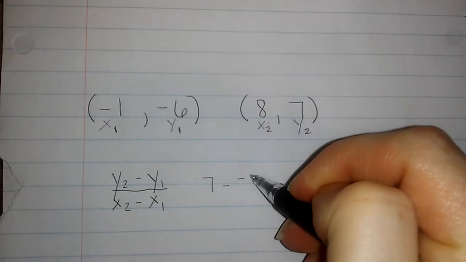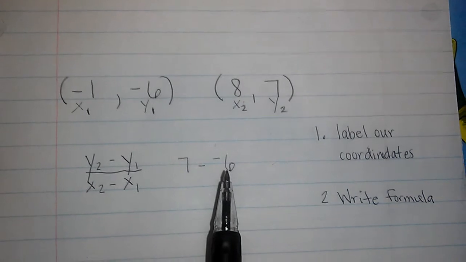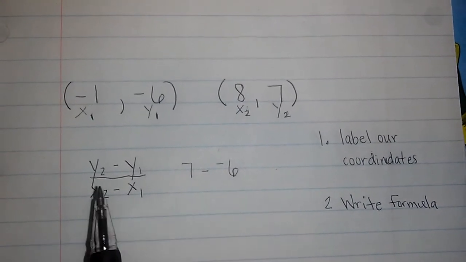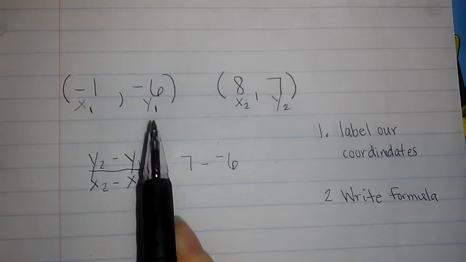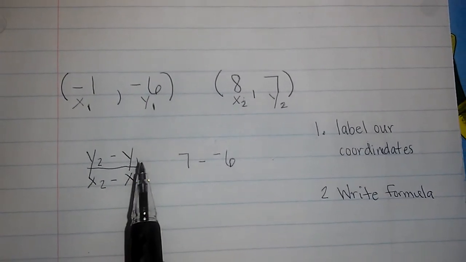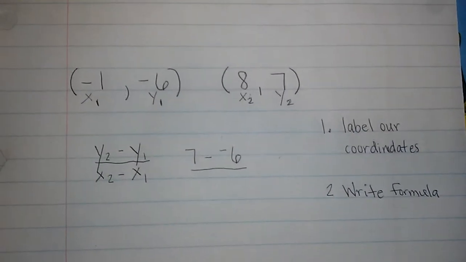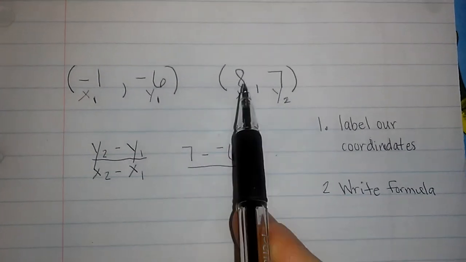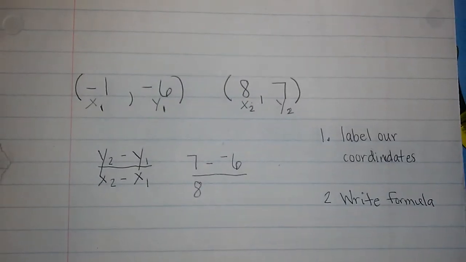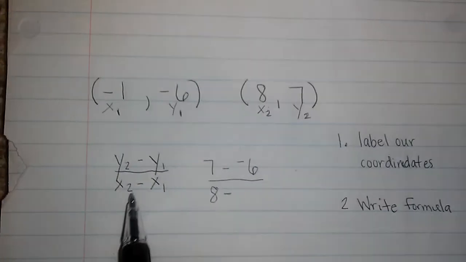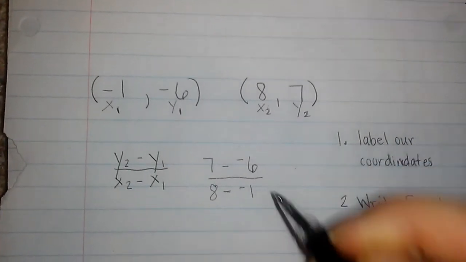Now, you have to put that -6 separate. Look at that. It's take away -6. Okay, this is y2 take away -6, over. Gonna find our x2, which is right here. 8. Plug that in. Take away. Remember our takeaway here. And then we see an x1, which is a -1.